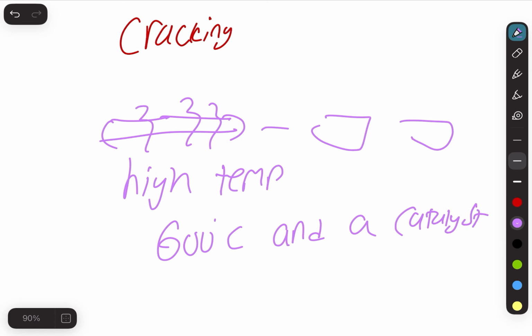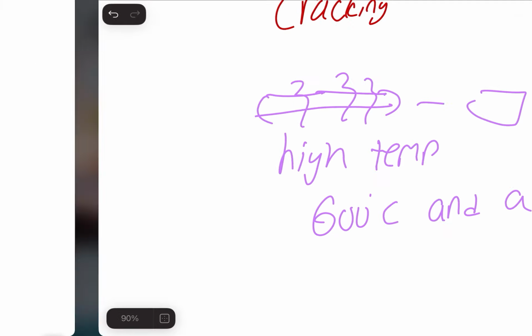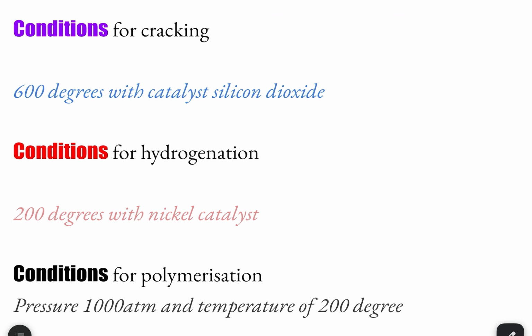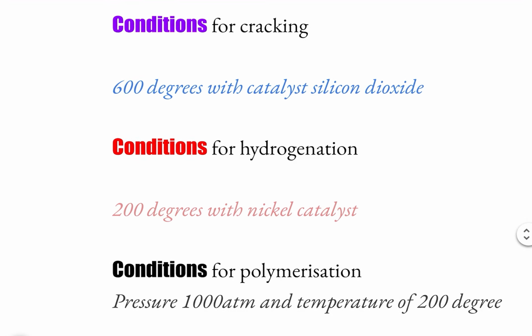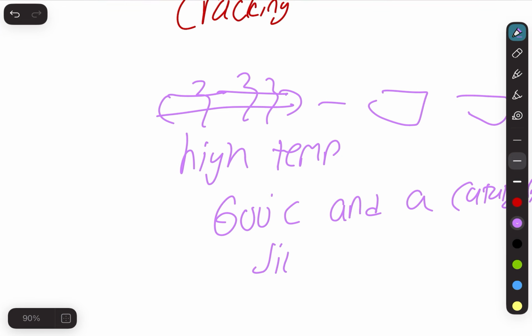You may ask, what catalyst should I use? That's a good question. For cracking, we use silicon dioxide. So we use 600 degrees Celsius with the catalyst silicon dioxide.